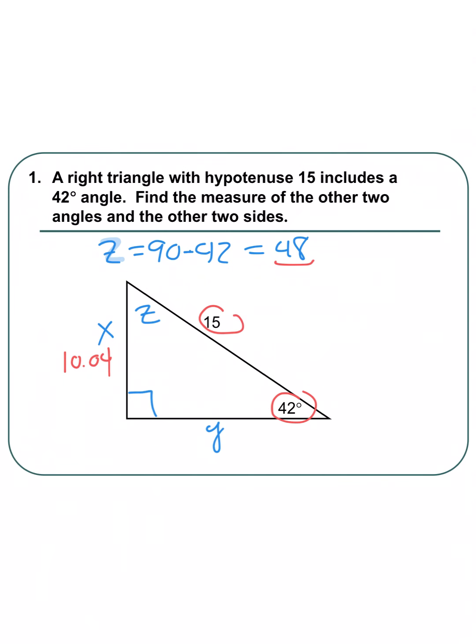So for our y value, notice that we have the adjacent side to our angle and a hypotenuse, which means I'm going to start by using my cosine. So I have cosine of 42 is going to equal y over 15. Again, I multiply both sides by 15, so this time I have 15 times the cosine of 42 is equal to y. Again, we plug this into our calculator.